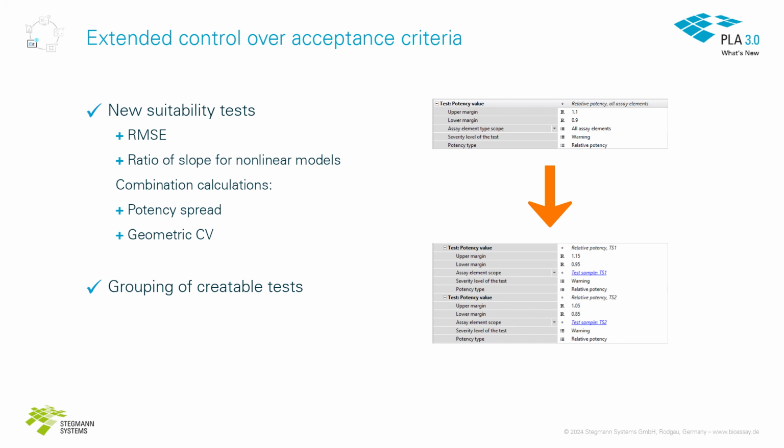In addition, we increase the flexibility of test scopes. Pointing tests directly to a specific sample now allows variability in the margins, for example.